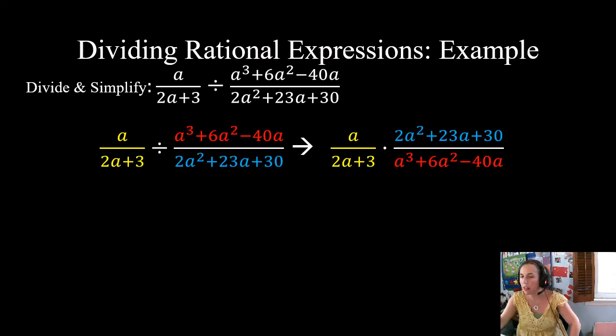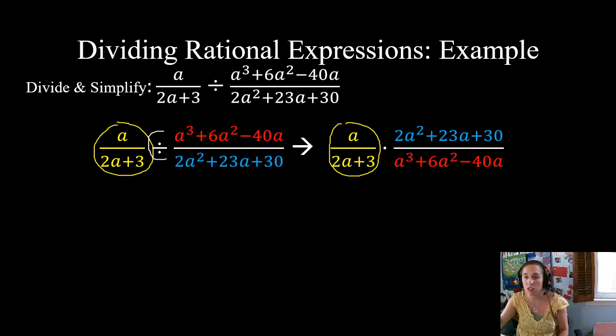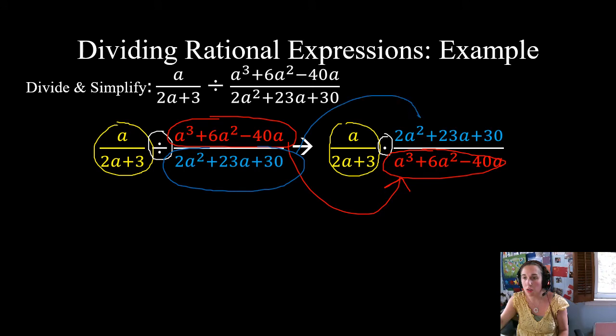All right, I put it in colors just so you guys could see. Nothing at all happened to the first rational expression. That one stayed the same. I then changed my division sign to a multiplication sign. And I took the numerator from my second rational expression, and I put it in the denominator. And I took the denominator, and I put it in the numerator. So I literally just flipped that numerator and denominator of my second rational expression.